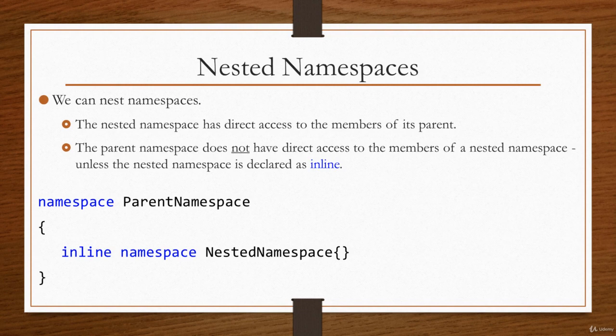We can also nest namespaces, and a few notes on that. The nested namespace has direct access to the members of its parent, but the parent namespace does not have direct access to the members of the nested namespace unless the nested namespace is declared as inline, as you can see in the example at the bottom of the slide. Okay, let's look at a quick example.